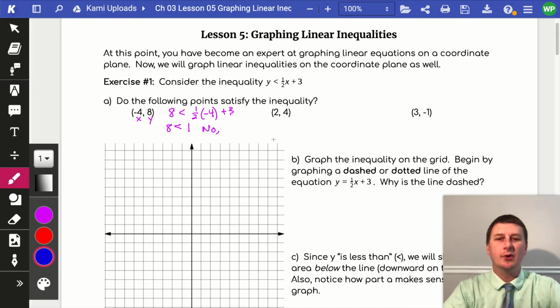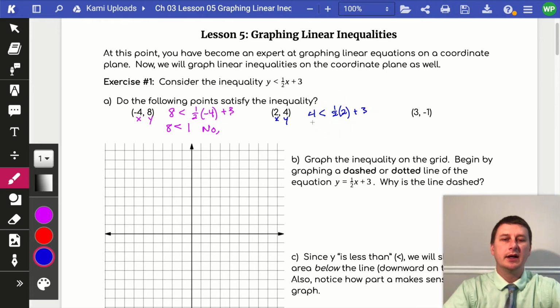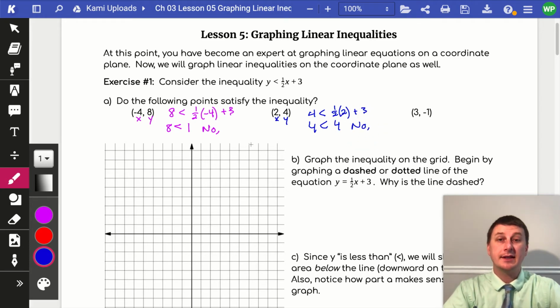Let's go to the second point. 2, 4. Again, we have an x value and a y value, so let's substitute those points in. So we have 4 is less than half of 2 plus 3. And again, we're going to get 4 is less than half of 2 is 1. 1 plus 3 is 4. Is 4 less than 4? No. Okay, so the first 2 points do not satisfy the inequality.